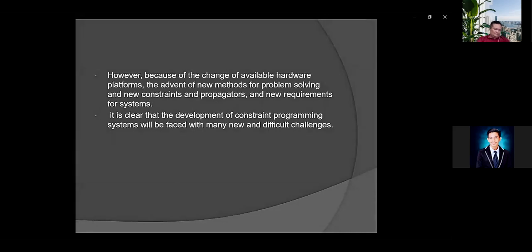However, because of the change of available hardware platforms, the advent of new methods for problem solving, new constraints and propagators, and new requirements for systems, it is clear that the development of constraint programming systems will be faced with many new difficult challenges.